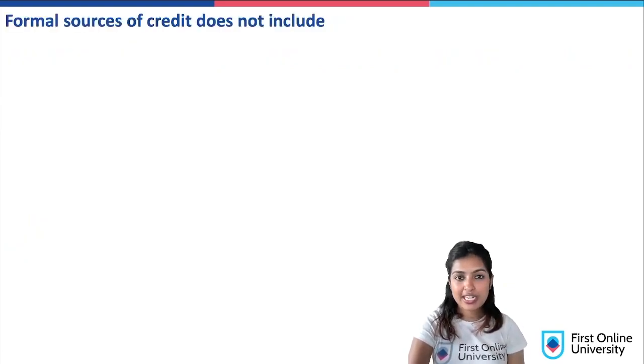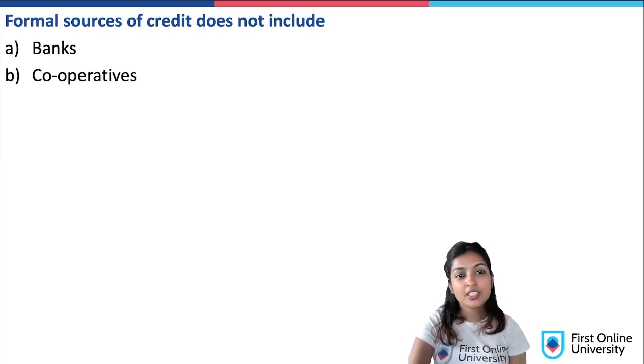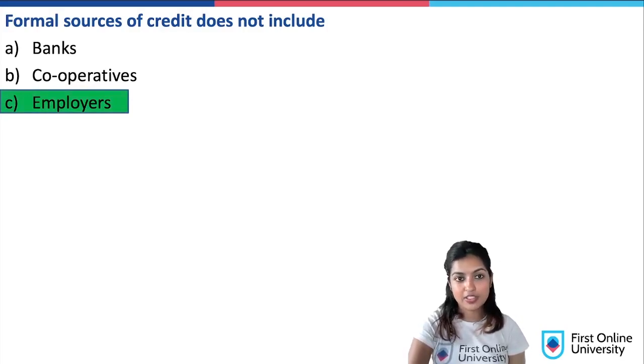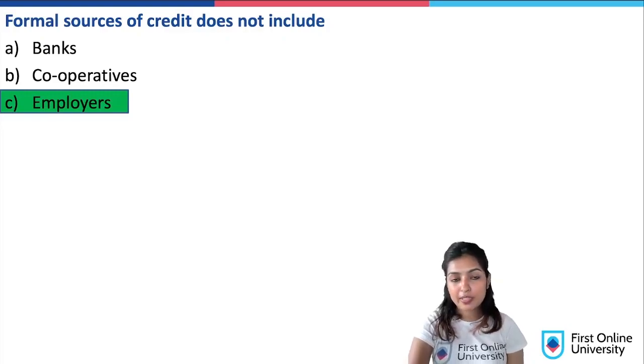Formal sources of credit does not include A. Banks, B. Cooperatives, C. Employers. The answer is C. Employers. Employers totally come under the informal sources of credit along with friends, relatives and money lenders. Banks and cooperatives come under the formal sources of credit.